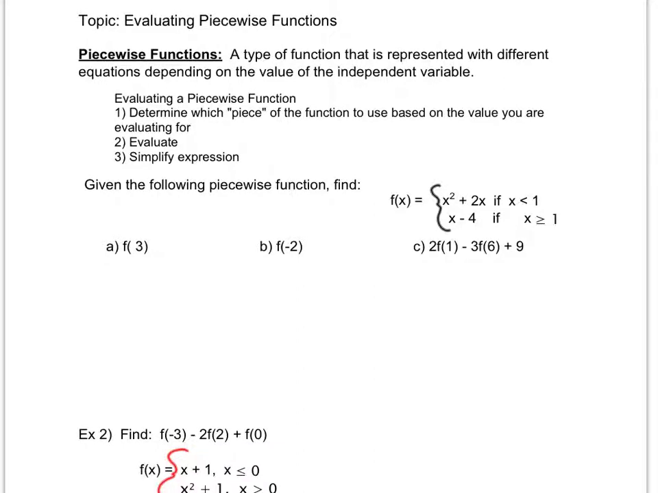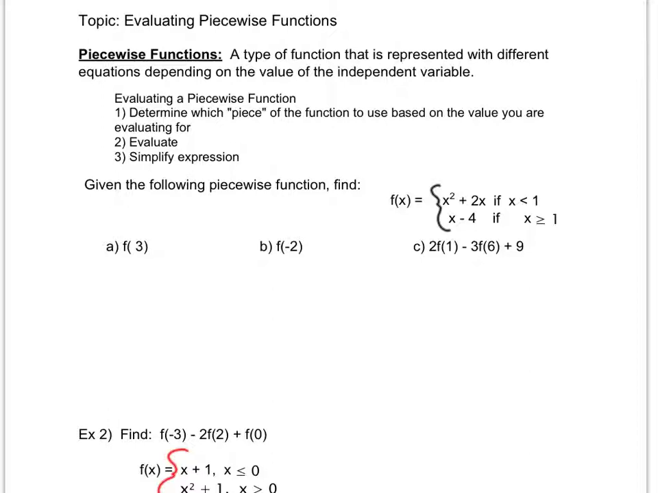If we can evaluate a linear or a quadratic or a rational or a cubic or any of those types of functions, we should also be able to evaluate what we call a piecewise function. A piecewise function is one single function that is represented with two different equations. Oftentimes it'll be in an interval type situation.